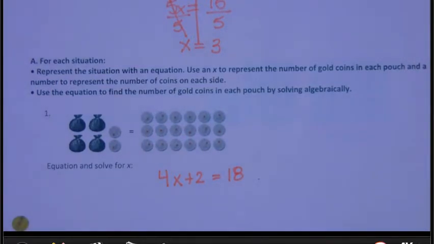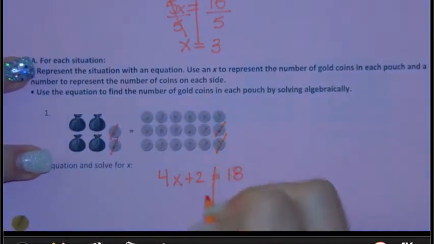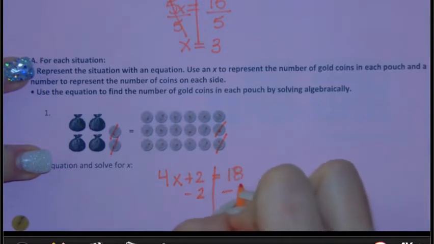Okay, so I need to take my coins and get rid of 2 coins on the left and then 2 coins on the right, meaning I'm going to subtract 2 on the left, and what I do on one side, I have to do on the other.